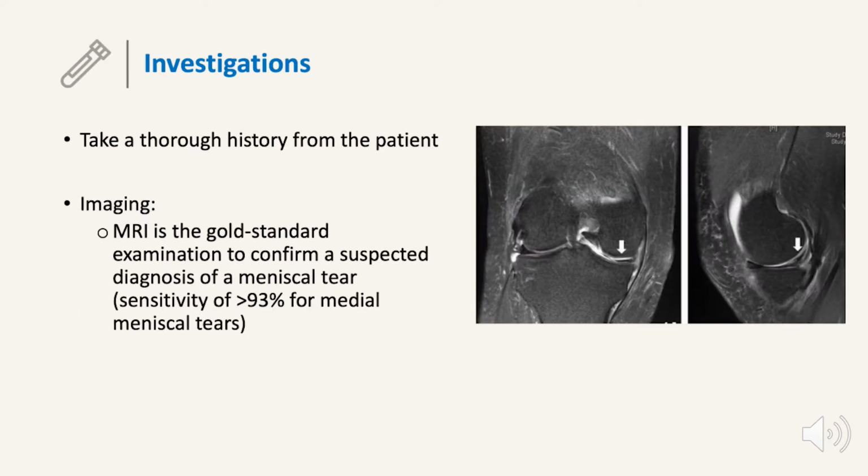Once you've done your history and examination, then imaging would be your next port of call, and an MRI would be the gold standard investigation in order to diagnose the presence of a suspected meniscal tear, and it will also allow you to identify any other injuries that may have occurred at the time of the meniscal tear.